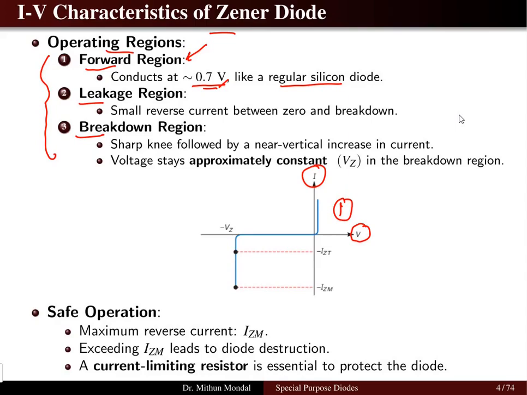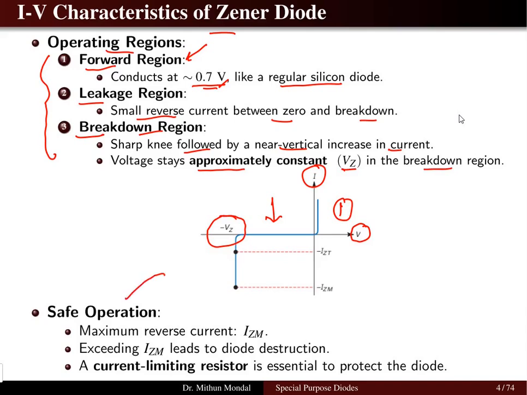And there is a small reverse current between 0 and the breakdown. So the part of the curve between the 0 value and the breakdown value is known as the leakage region. The breakdown region is shown by a sharp knee followed by a near vertical increase in the current. So there is an increase in the current in reverse bias, and the voltage stays approximately constant. Here you can see the voltage remains constant at Vz in the breakdown region.